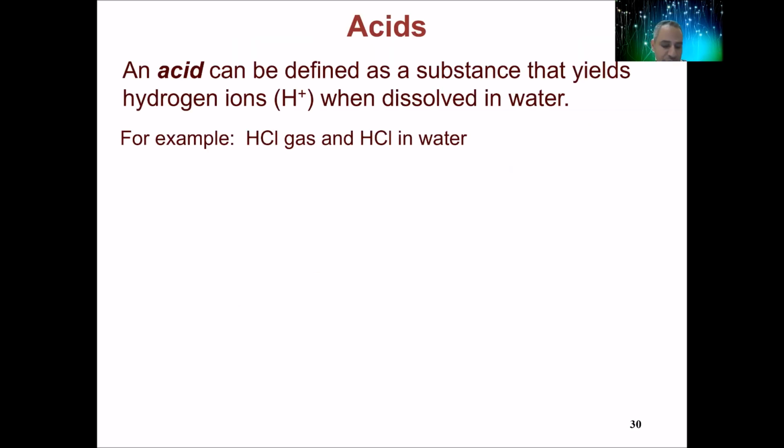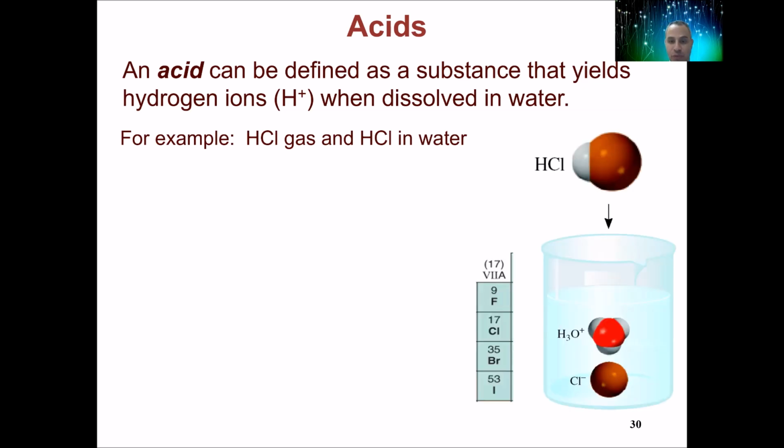A special category of compounds is called acids, and acids are any substance that would produce hydrogen ions when they dissolve in water. HCl as a compound is a gas. When you dissolve it in water, it is going to actually dissociate and produce hydrogen ions in water, and that's why it becomes an acid. And that's the same case for all halogens. Compounds of all halogens with hydrogen will behave in the same way.